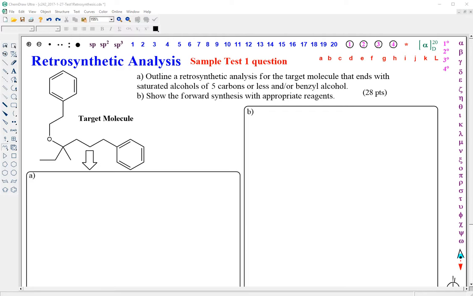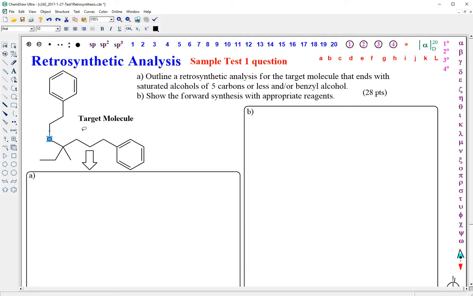This is a sample of a retrosynthetic analysis problem that you may encounter on Test 1 in Organic Chemistry Part 2. There will be an ether functionality, so you best review the Williamson ether synthesis. You also will have to employ Grignard or organolithium addition to aldehydes and ketones, and Grignard organolithium additions to epoxides.